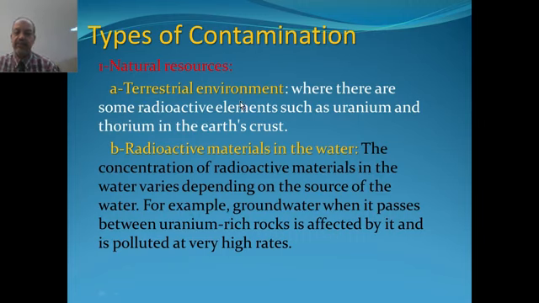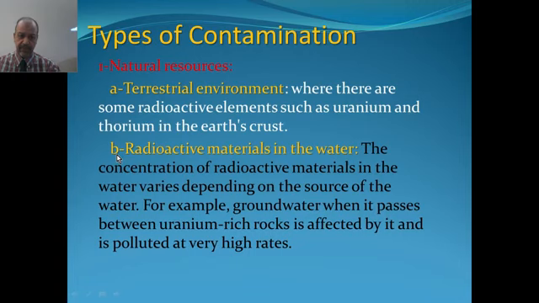Terrestrial environment: in the ground there are some radioactive elements such as radon, uranium, and thorium found in the Earth's crust, as you know, from mining exploration or from natural decay.